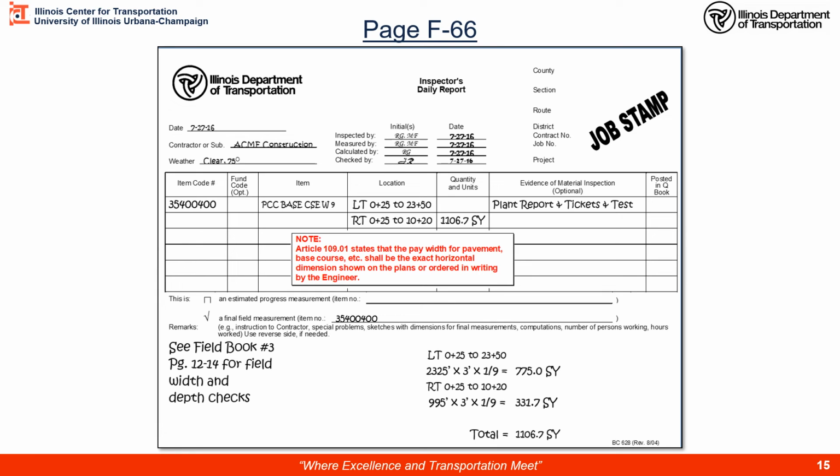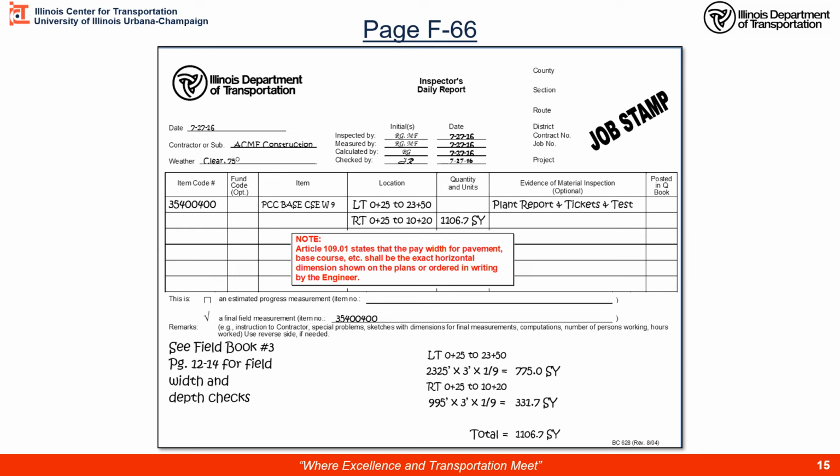It also states in Article 109.01, the pay width for the pavement base courses shall be the exact horizontal dimensions shown in the plans or ordered in writing. So we have 3 foot wide, so we're going to use what's on the plan. They have to give us at least 3 feet, so we're taking measurements in the field to make sure it's at least 3 feet, but I'm only going to pay what it says on the plan.